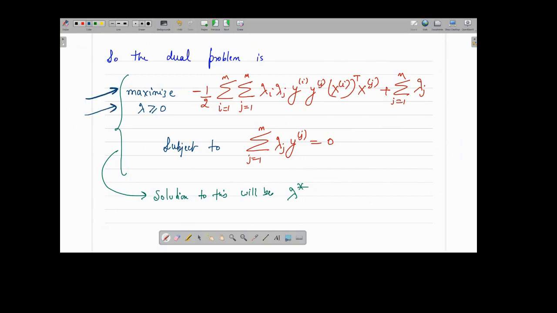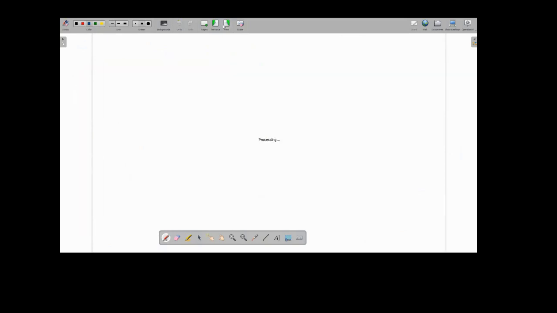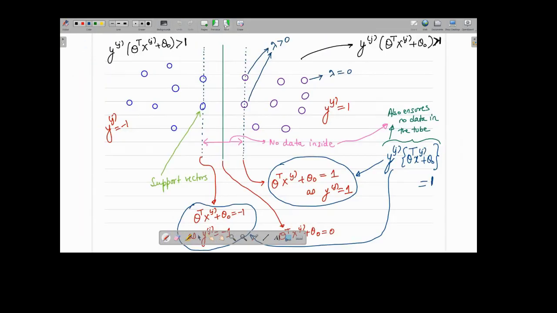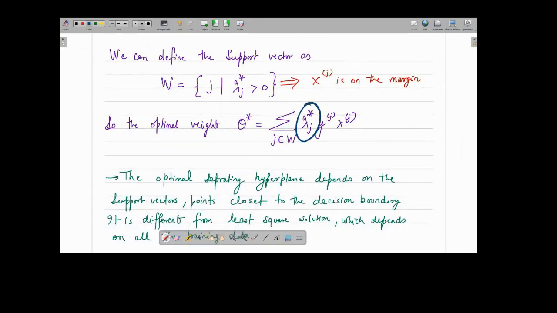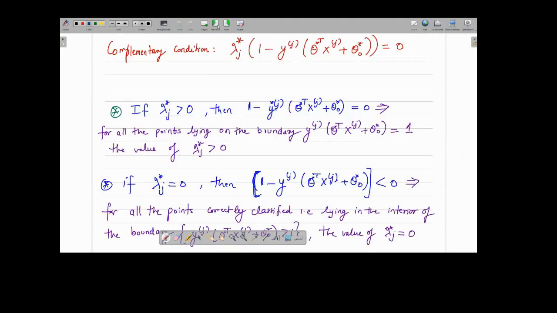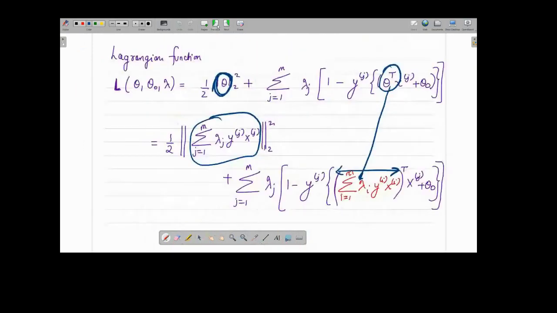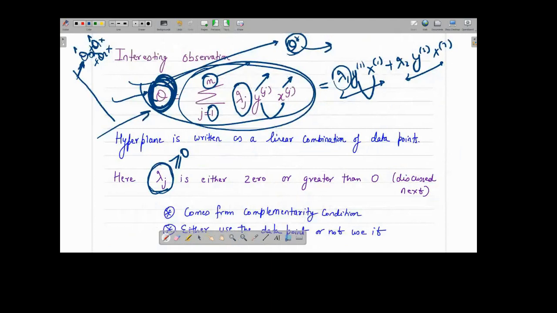You want to solve for this and you will get the answer as lambda star, which is the solution for this dual problem. If you get the solution as lambda star, you can substitute that value of lambda star in the expression for theta, which we had earlier derived. If you recall our expression for theta, this is the expression for theta. Once we get lambda star, we can substitute that value here to get the answer for theta star.